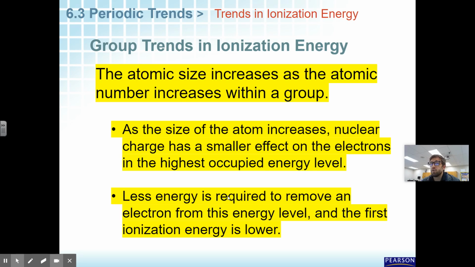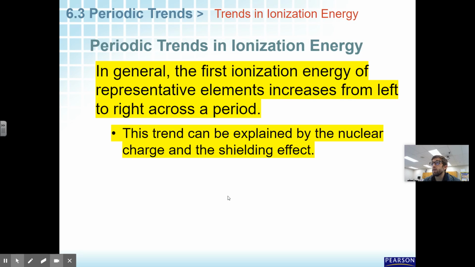So it's easier to remove an electron if the radius is larger, and the radius increases as you go down because it's farther away from the positively charged nucleus. You are removing something negative from the atom, right? And it's easier to do that if it is farther away from the nucleus, the protons, okay? So the ionization energy is going to be lower. It's going to require less energy for you to do that.